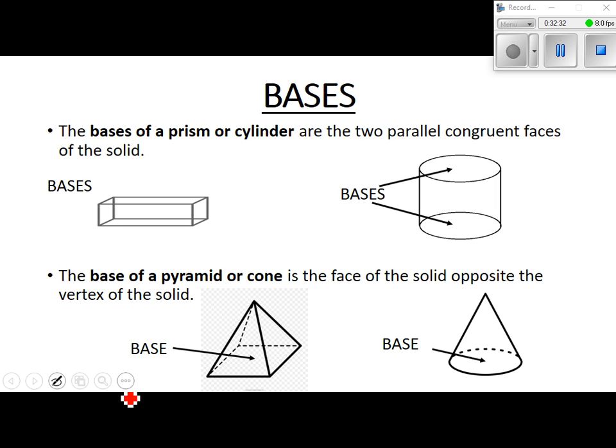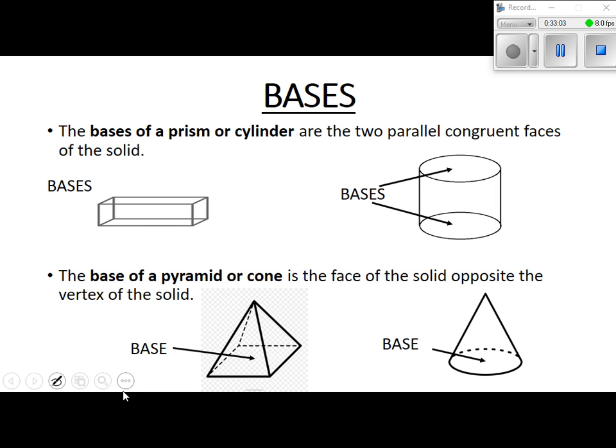It's gotta have two bases, and that's what I'm looking for right here. So is this a prism? No, this is a pyramid. A pyramid has one base. In this case, it looks like the base is a square. One base, whatever that base is, and all the rest of the sides are triangles. Now let's go back to the prism.